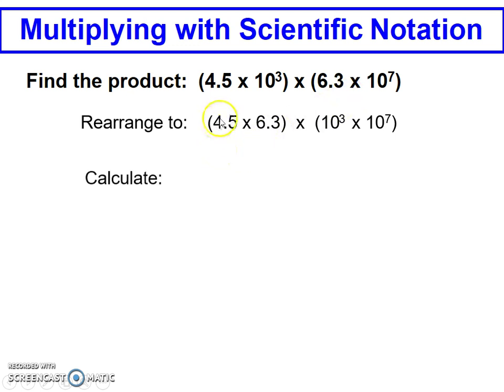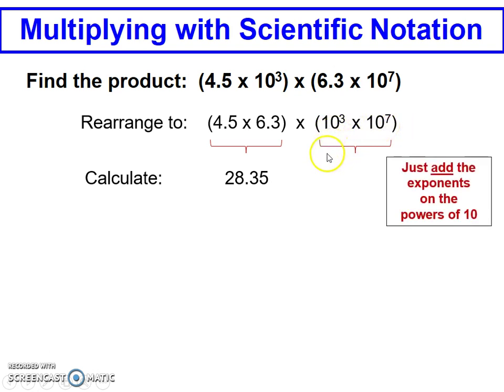Okay, so with your calculator, we can type in 4.5 times 6.3, and that's going to give me 28.35. You can check that on your own calculator. Then I'm going to multiply my powers of 10 together. If I'm multiplying by 10 3 times, and then I'm multiplying by 10 7 more times, in total I'm multiplying by 10 10 times. And so the trick here is that we can add the exponents on the powers of 10. So when multiplying in scientific notation, we multiply the numbers out in front together and then add the exponents on the powers of 10. So 3 plus 7 means my new exponent is 10, so 10 to the 10th.